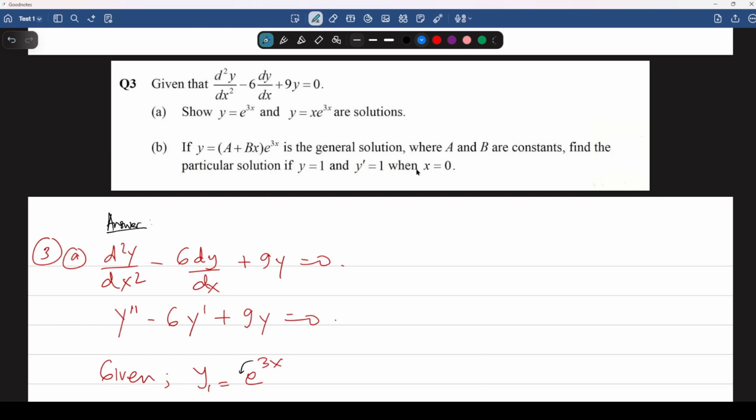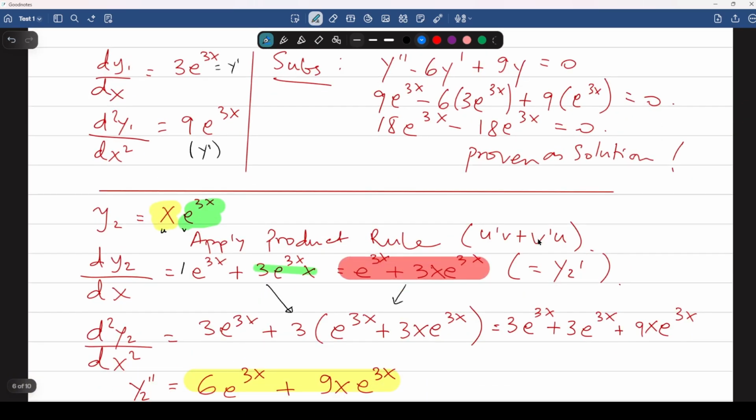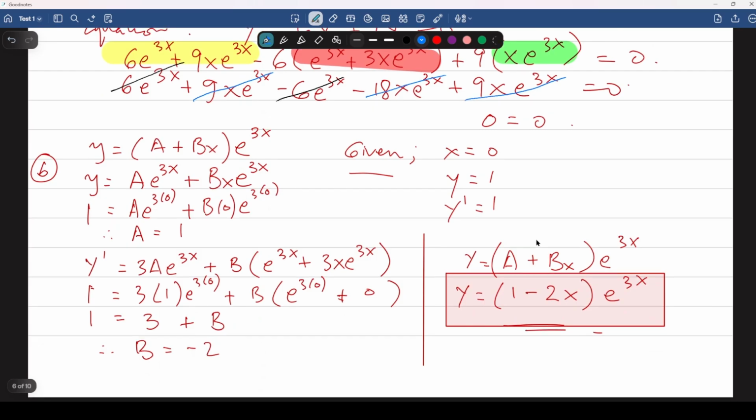Part B. Remember part B: if y equals a plus bx multiplied by e to the 3x is the general solution where a and b are constants, find the particular solution, meaning the values of a and b, if y equals 1 and y prime equals 1 when x equals 0. We have y equals 1 and x equal to 0, so we can do direct substitution here. So the first step for answering part B is substitution.